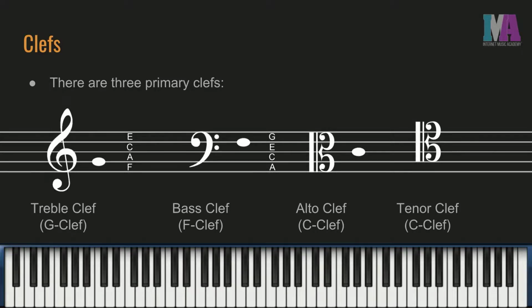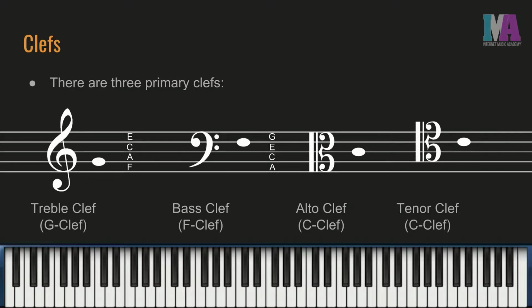Tenor clef, which also uses the C clef, is simply moved up one line from where it appeared in alto clef. The middle of the clef still shows us where middle C is, now on the 4th line up from the bottom of the staff. The C clef is the only clef that is commonly moved in this way to fit different ranges of notes within the lines of the staff.